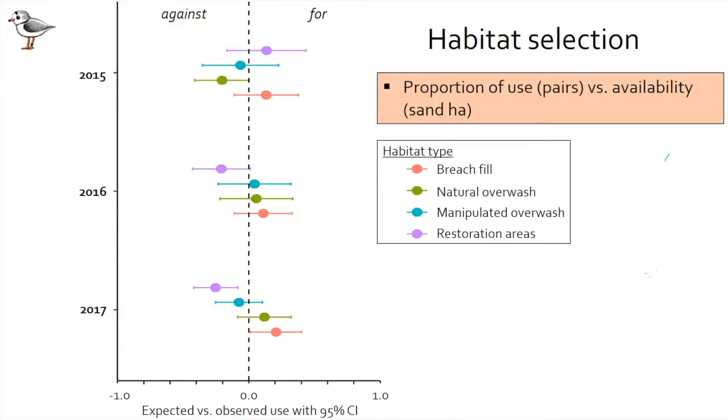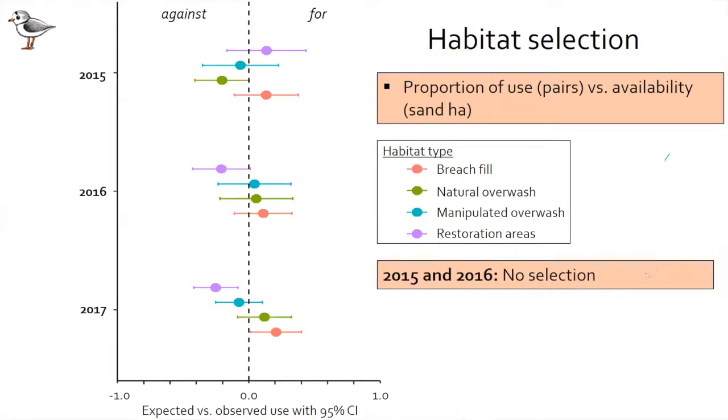So if we look at how that relates to selection of those 4 habitat types, you'll see that the habitat types are marked in the same colors again. And in this figure, along the x-axis is the expected versus relative observed use with 95% confidence intervals, and the year is shown along the y-axis. Essentially, if a point and the 95% confidence intervals fall to the left of this dashed line, then there was selection against. If it falls to the right of that line, then there was selection for.